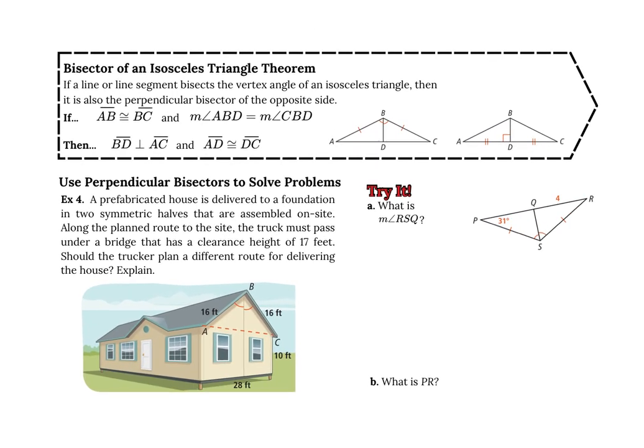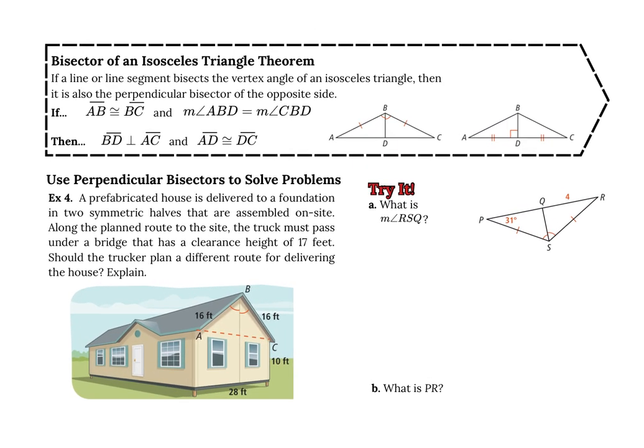Okay, next we're going to look at the bisector of an isosceles triangle. If a line or line segment bisects the vertex angle of an isosceles triangle, then it is also the perpendicular bisector of the opposite side. So if I have an angle, my vertex angle, and I have a bisector on it, it is creating a perpendicular on the opposite side. So I'd be creating a perpendicular on that base side.